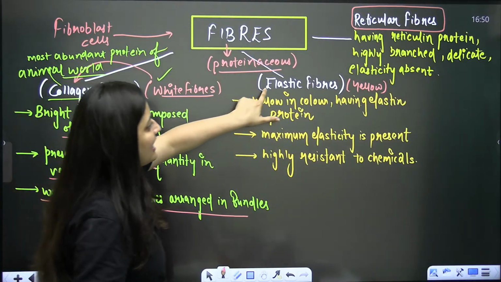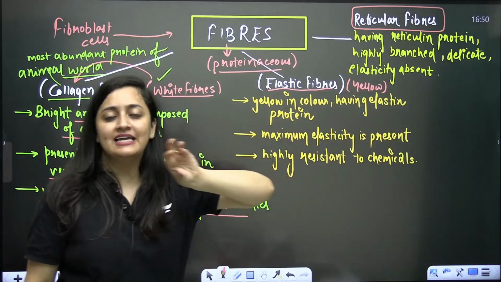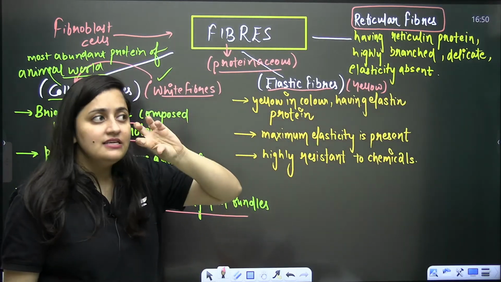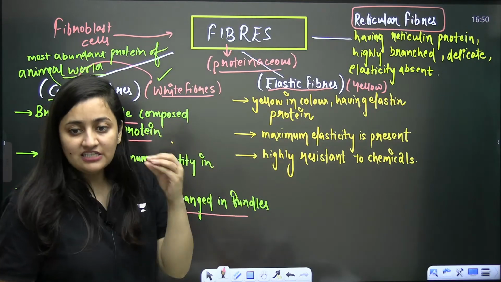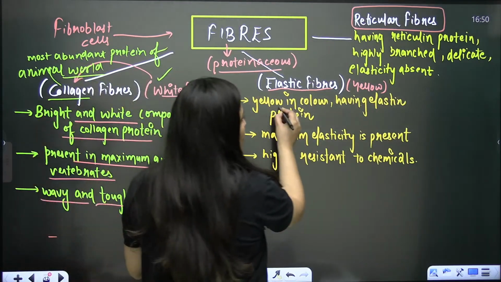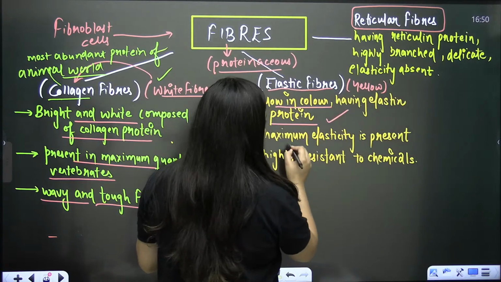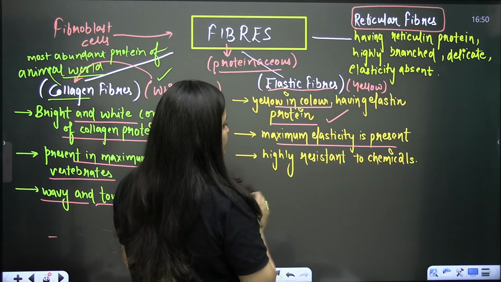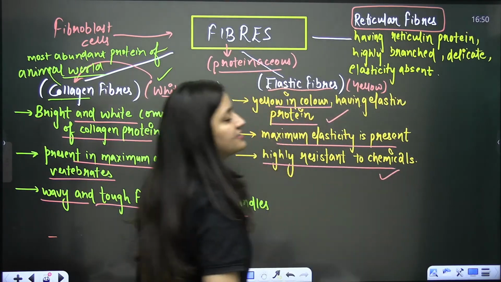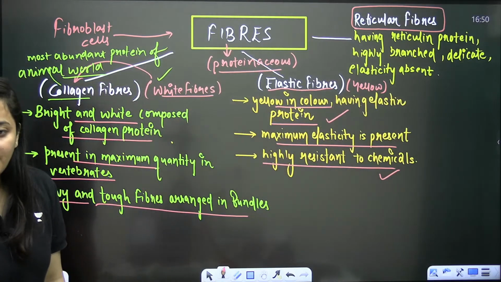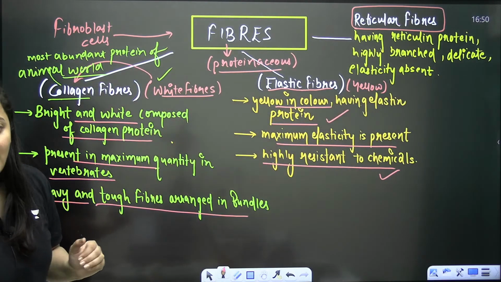And then comes the elastic fiber. As the name suggests, it has elasticity. These fibers are flexible. They are yellow in color, having elastin protein. Maximum elasticity is there in these fibers, and they are highly resistant to chemicals.